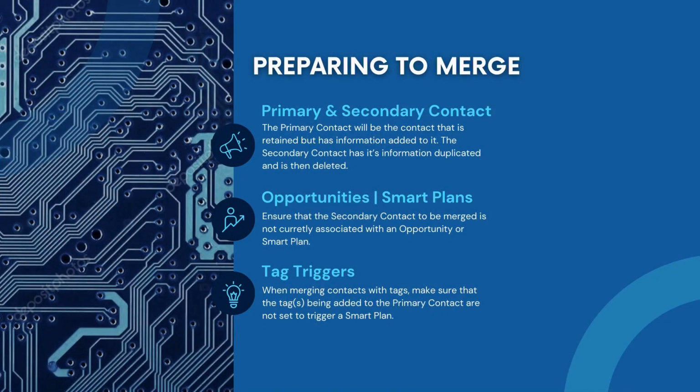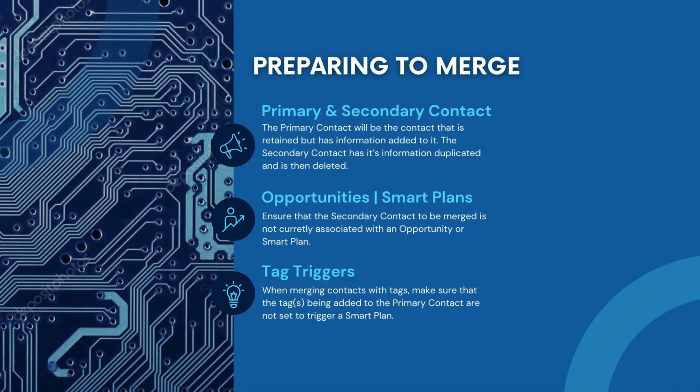So the first thing is really just some terminology I want to go over. We'll have a primary and a secondary contact. Now, the primary contact is the contact that is going to stay on Command. It is not going to be deleted. It is the one that will keep the name fields. And in the case of both contacts, secondary and primary, having different information, the primary contact will supersede the secondary contact.